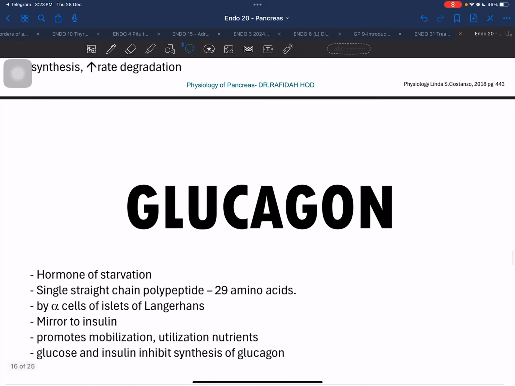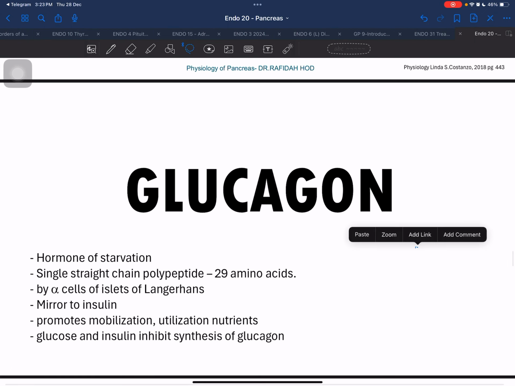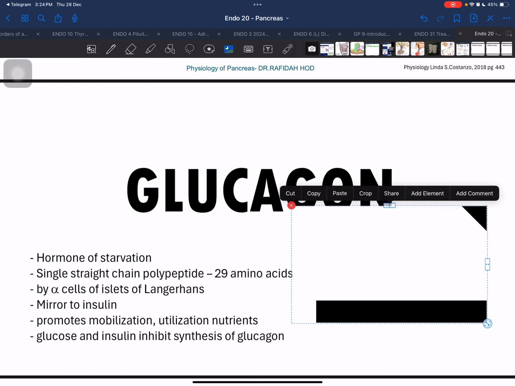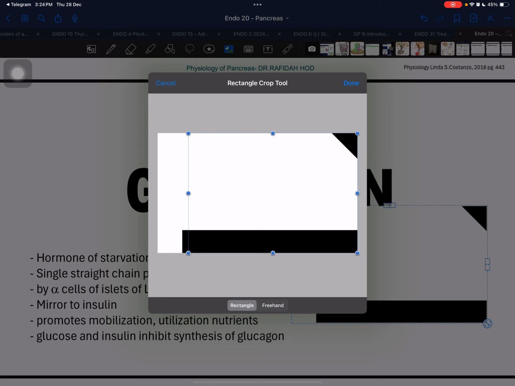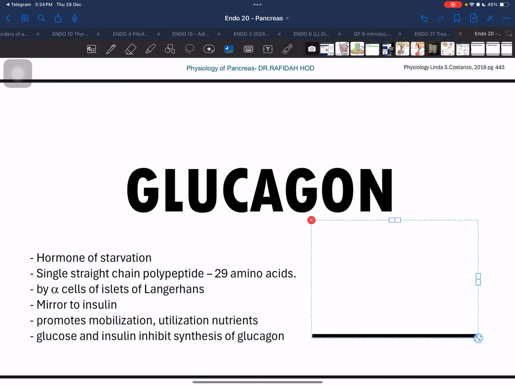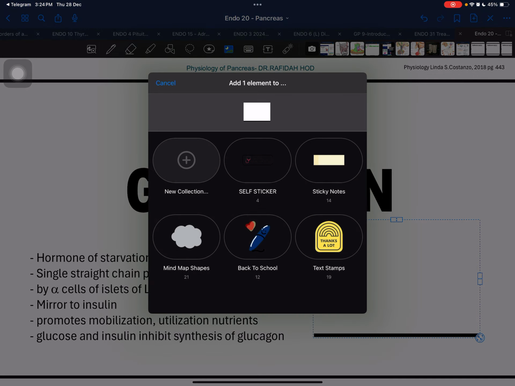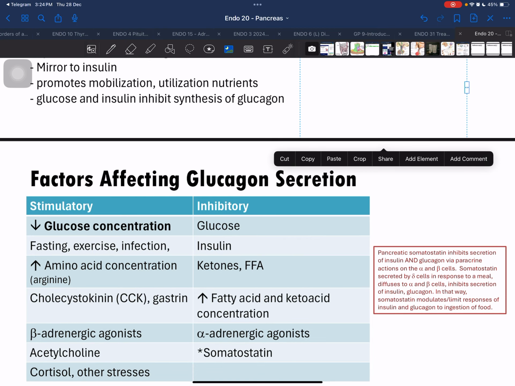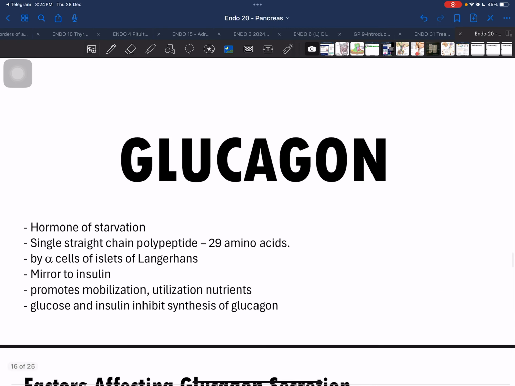Okay, habis dekat insulin. That's quite superficial and brief. So of course you can add on your reading. The mechanism of action of insulin tadi is very important. And then we look at glucagon. It's also from the islets of Langerhans ni. So dia adalah mirror to insulin, which means kalau insulin buat increase, glucagon akan decrease.